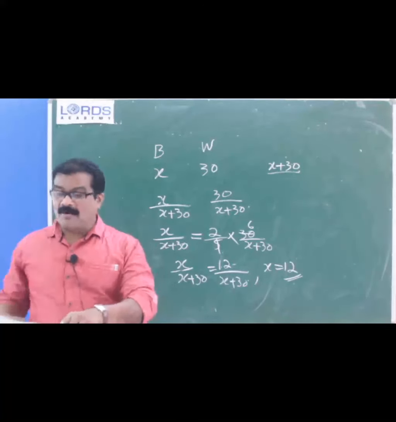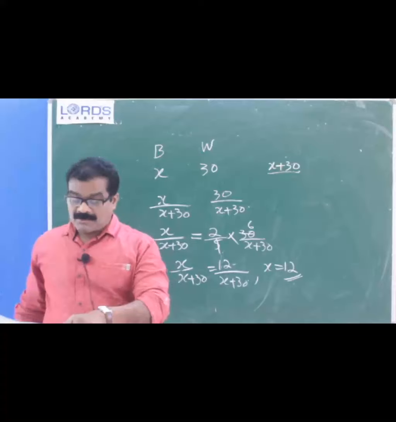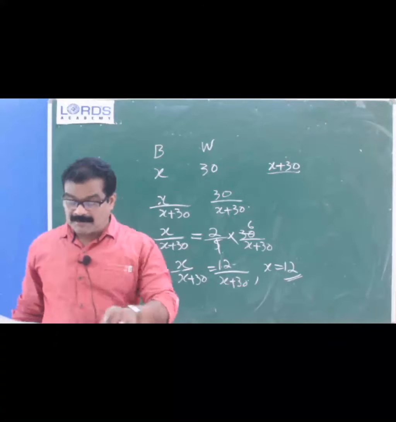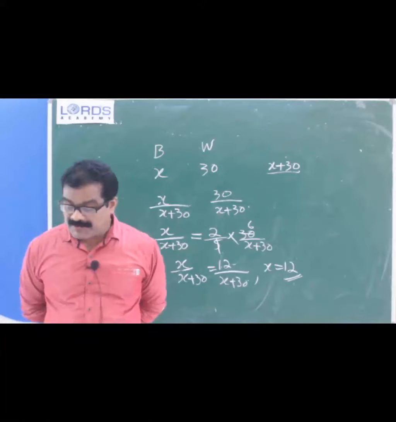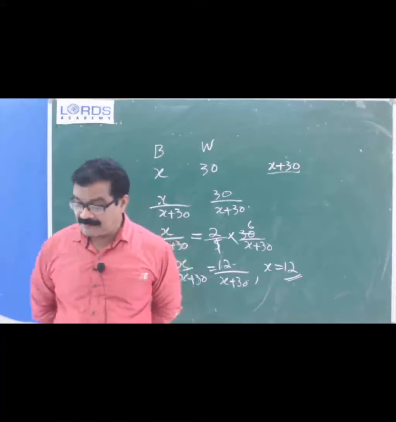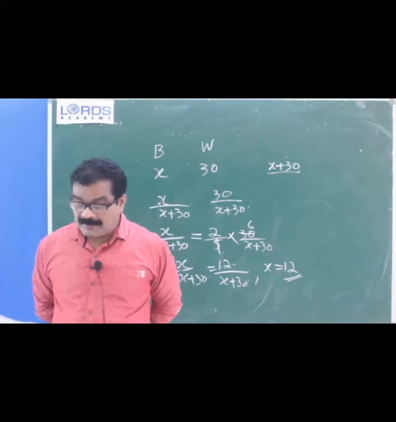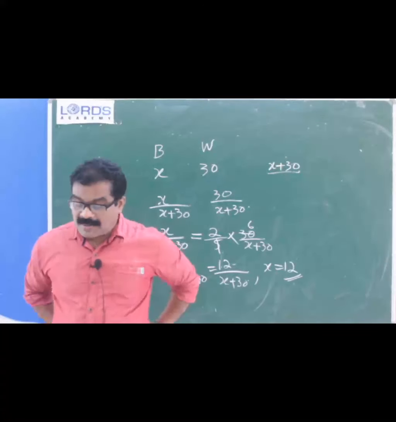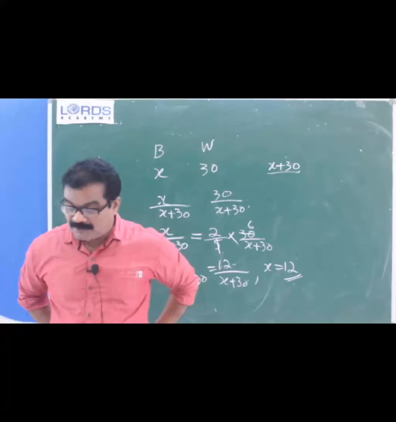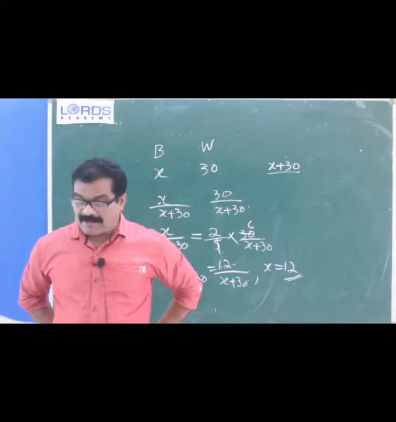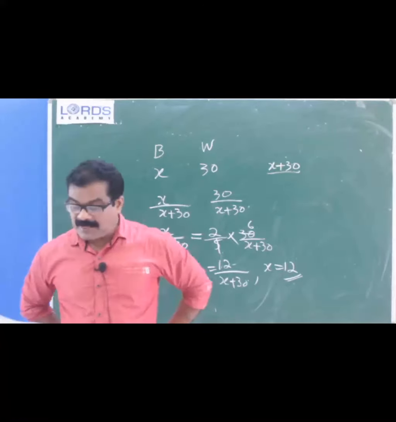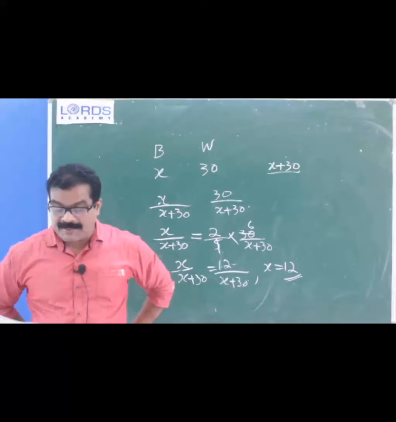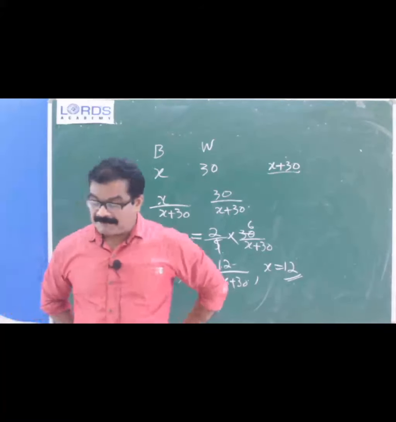Then I think all of you understood this part. Then take question number 29, a 2010 question. Cards marked with numbers 1, 2, 3, 4 up to 20 are well shuffled and a card is drawn at random. What is the probability that the number on the card is a prime number?